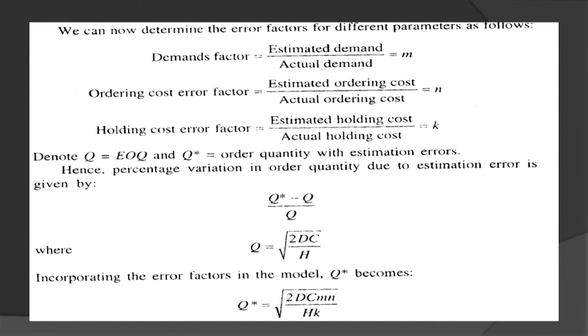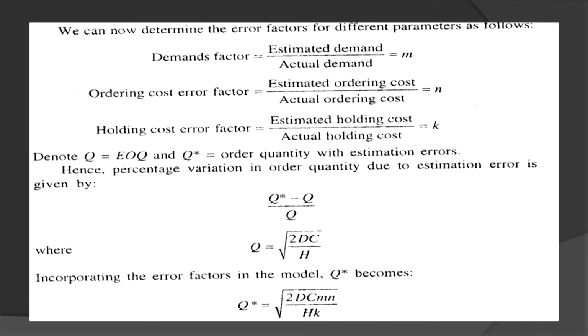Denote Q. Q means quantity, that is the sawtooth picture first level, that we call the economic order quantity, and Q star is the order quantity with estimated errors. It means we identify that the actual EOQ should have been, say, a lot of 500 units for a given period of time, but as per our estimate, the economic order quantity which came up was Q star with the estimated errors, and that was, say, 600. Finally, if you use this model, our objective is to find out how much variation there is.